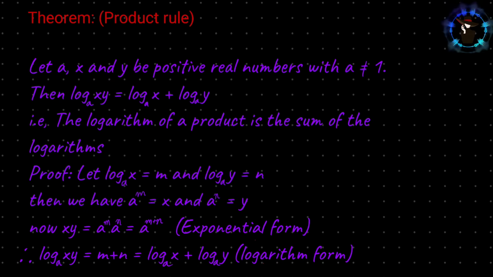Okay, here is the proof of how we are going to solve. Let log of x with the base a equal m and log of y with the base a equal n. Then we have a power of m as x, a power of n as y. If x into y is in the form of a power of m into a power of n, then we have the same bases, so the powers should be added. That is what the exponential form was in the previous video.